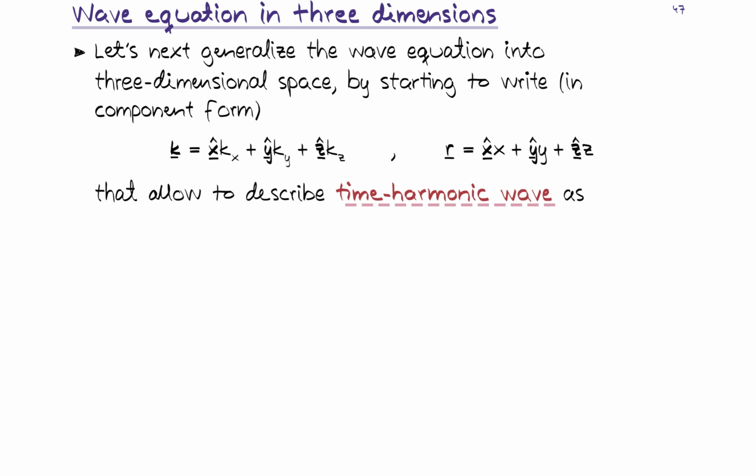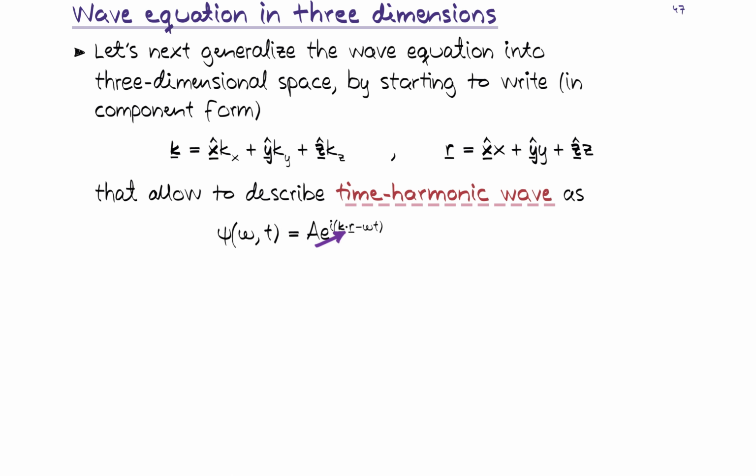Now, we want to describe a time harmonic wave, a plane wave. And if we want to describe a time harmonic plane wave, we can write that psi is of the form where we have the amplitude A times exponent i(k dot r minus omega t). And this is the description of a time harmonic plane wave.